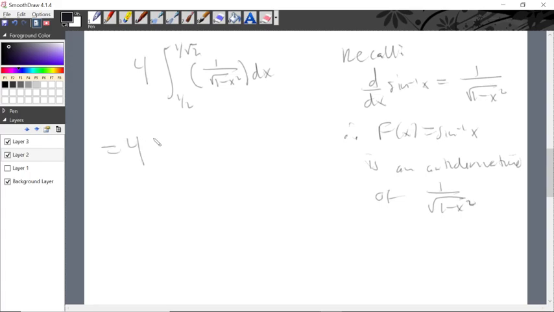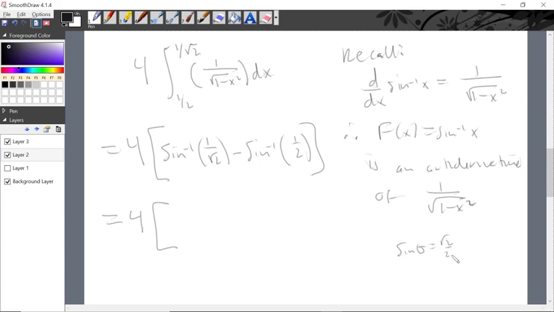So we have 4 factored out, and then, using the antiderivative, we evaluate at the upper bound, which is 1 over root 2, and then we subtract the antiderivative evaluated at the lower bound. Recall 1 over root 2, by the way, is the same as root 2 over 2. So we're saying the sine of theta is equal to root 2 over 2, which happens in quadrant 1. Remember that arcsine only outputs thetas in quadrants 1 and 4. That value of theta would be pi over 4. So arcsine of 1 over root 2 is pi over 4.